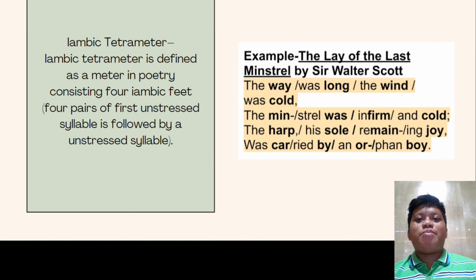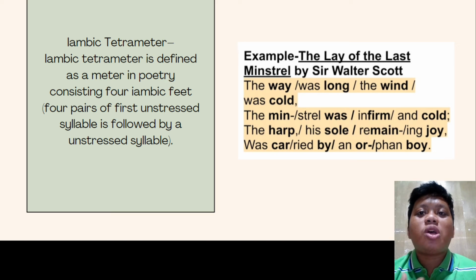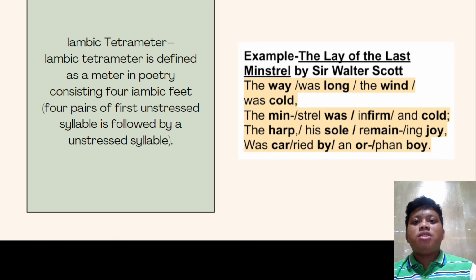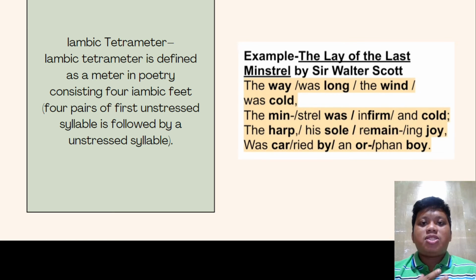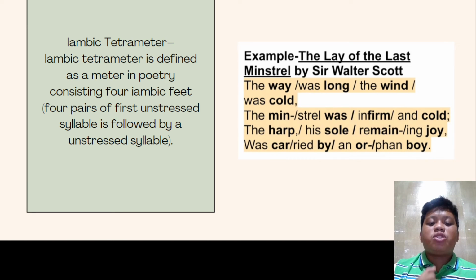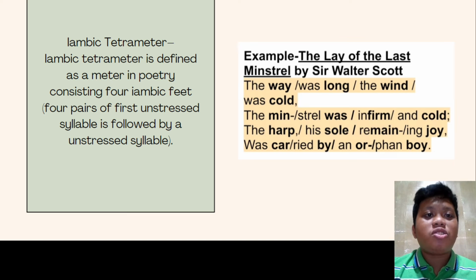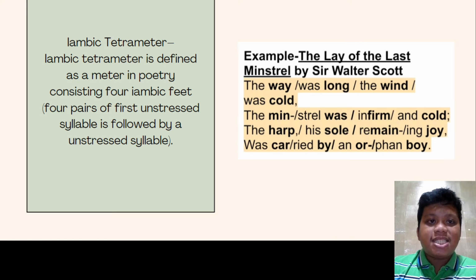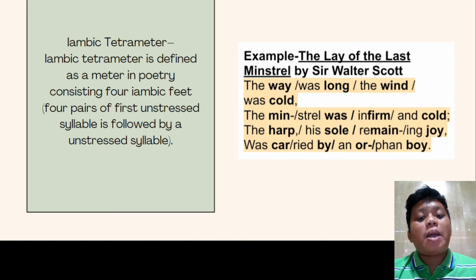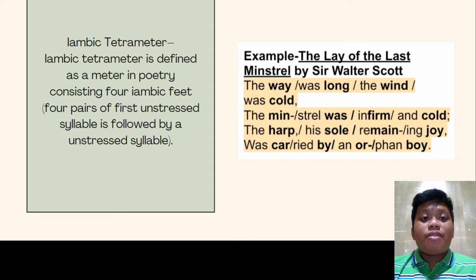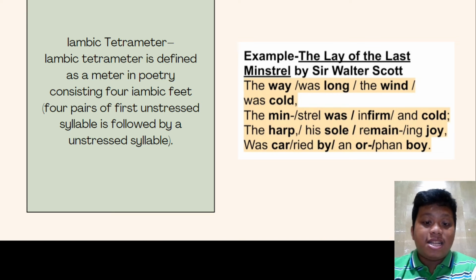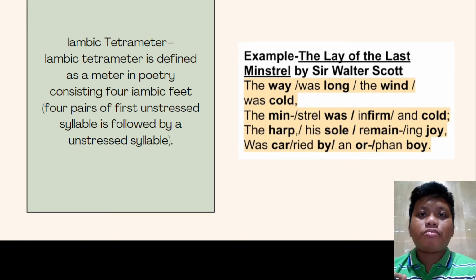So now I am going to discuss iambic tetrameter and demonstrate poems that follow this pattern. Let's start by defining iambic tetrameter. Iambic tetrameter is defined as a meter in poetry consisting of four iambic feet. Iambic feet is four pairs of first unstressed syllable followed by a stressed syllable.